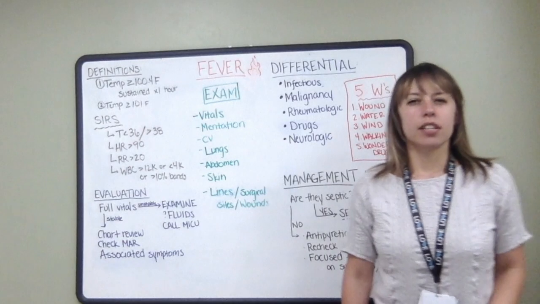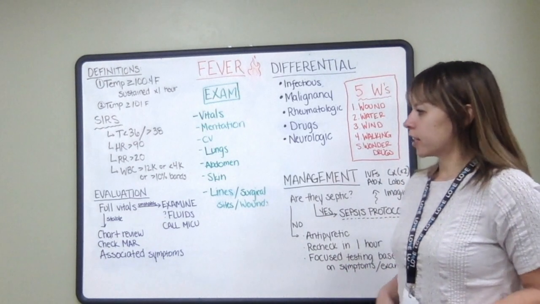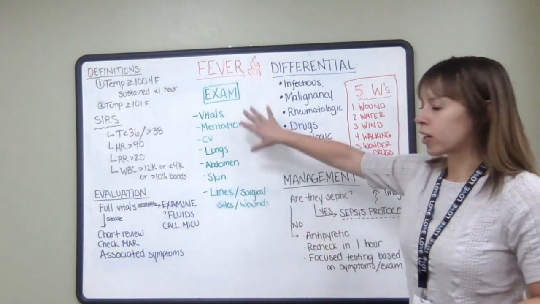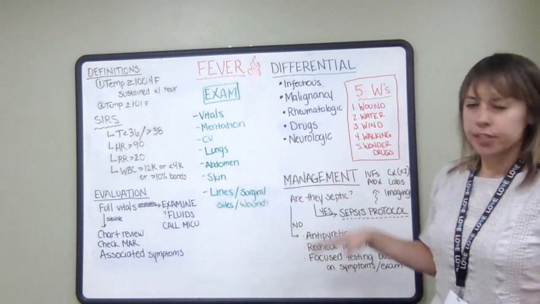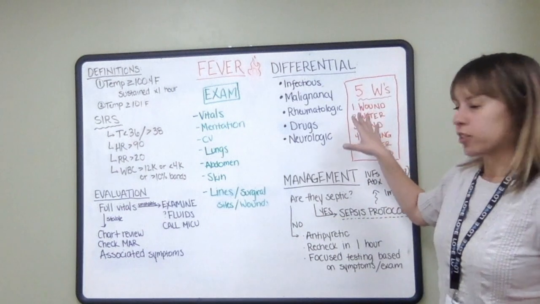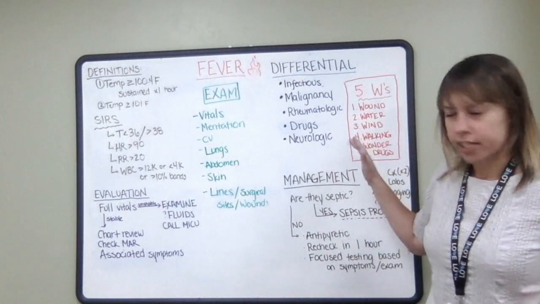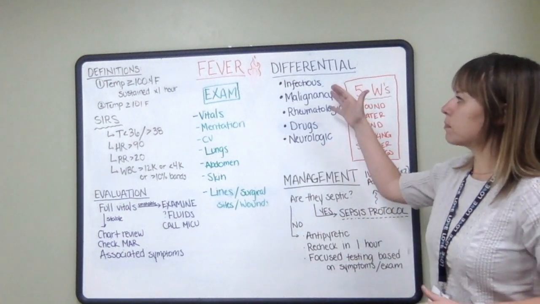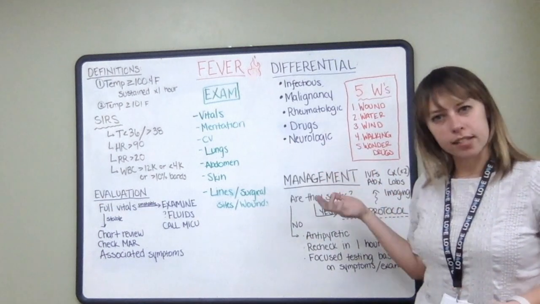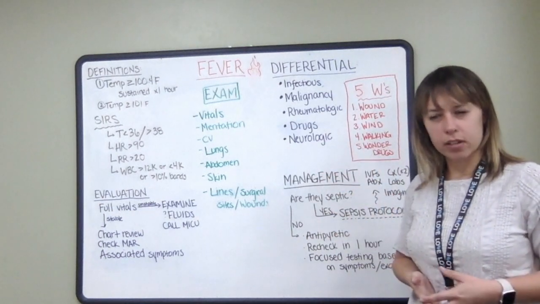All right. So now you've evaluated your patient, you've done your chart review, you've gone and examined them. As you're doing all of this, you're starting to think about your differential to try to figure out what's going on and what's causing the fever in this patient, right? So we've got some broad categories of what is most likely to be causing a fever, okay?